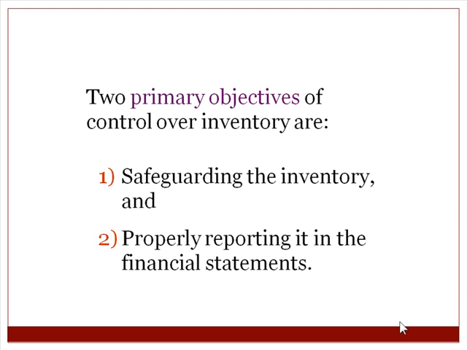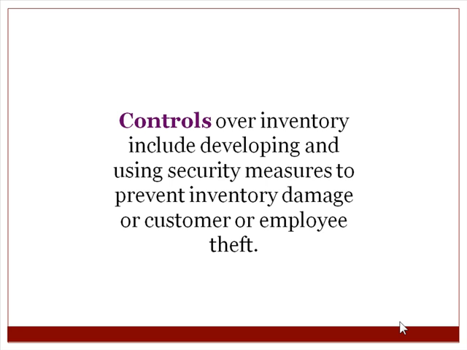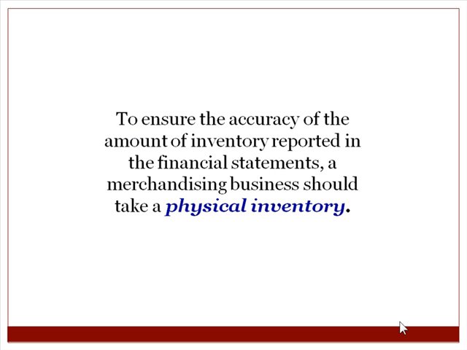Controls over inventory include developing and using security measures to prevent damage to the customer or the employee related to theft. So we're looking at controls that will keep people from stealing and damaging. To ensure the accuracy of the amount of inventory reported in the financial statements, a merchandising business should take a physical inventory. What that means is that once a year, you're going to count your inventory, and some businesses will do it even more than once a year. Maybe they do it quarterly.